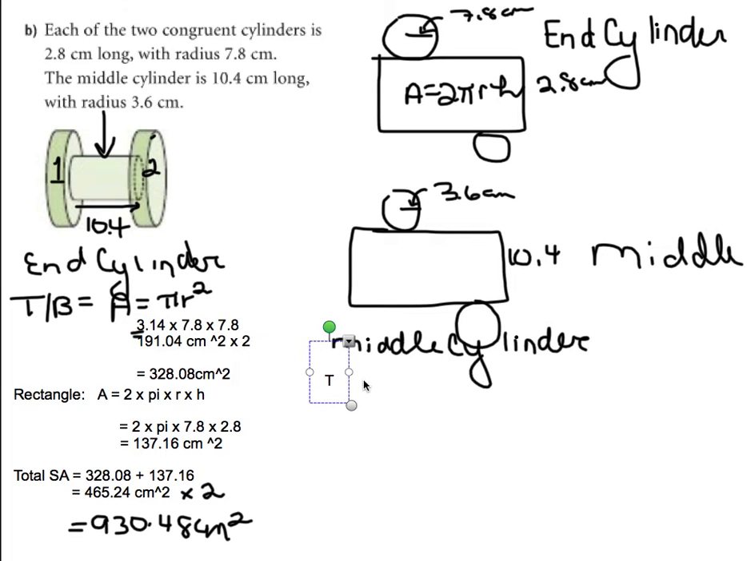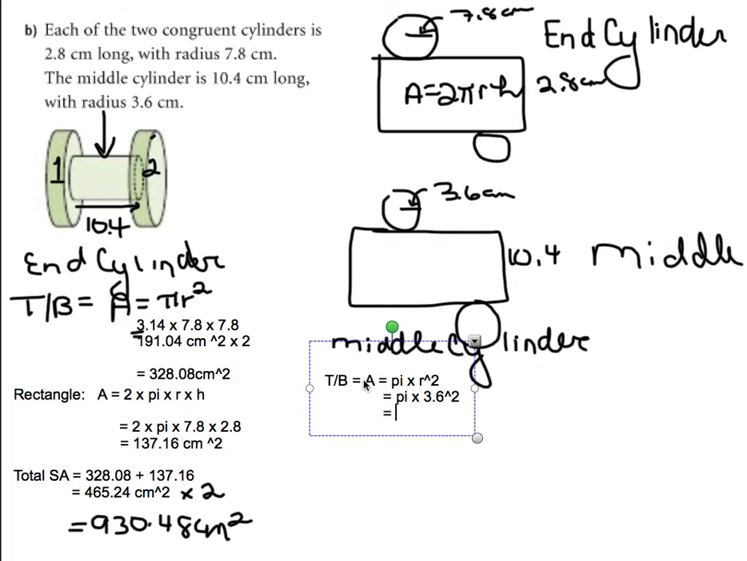So this is going to be the area of my top and bottom, which are my circles. Area is equal to pi times r to the power of 2. So if my radius of my middle cylinder is 3.6, I'm going to go to the power of 2. So let's just do that. Instead of going 3.6 times 3.6, you can do it that way too, that's fine.